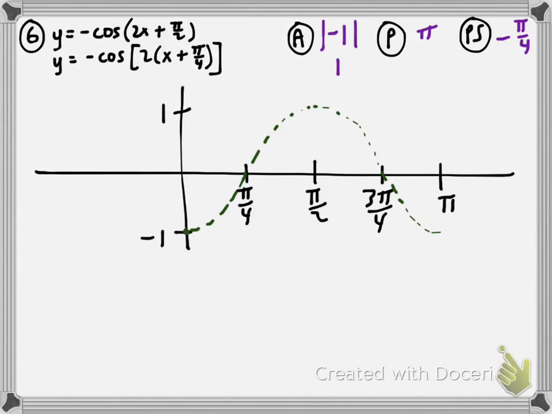All right, well anyway, we're taking the negative cosine 2x and we are moving it to the left pi over 4 radians, and so that becomes pretty simple. We can go ahead and mark down our negative pi over 4 radians on our x-axis and then move our (0, -1) to (-pi over 4, -1). Then it goes through (0, 0), goes through (pi over 4, 1), goes through (pi over 2, 0), and then (3 pi over 4, -1). So our graph looks like that.